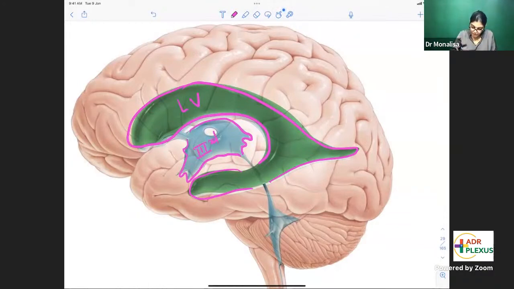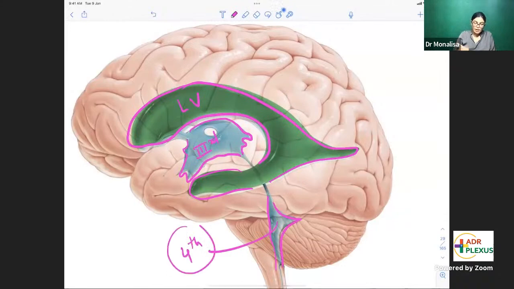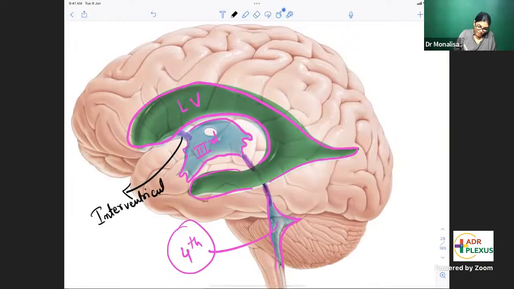Other than that, lower down, you can see in the sagittal view this shape, and this is the fourth ventricle. Now, I would also like to give you an idea of how these ventricles are connected. You can see one connection here and the other connection shown here. My dear aspirants, please note down that the lateral ventricle communicates with the third ventricle via the interventricular foramen of Monro.